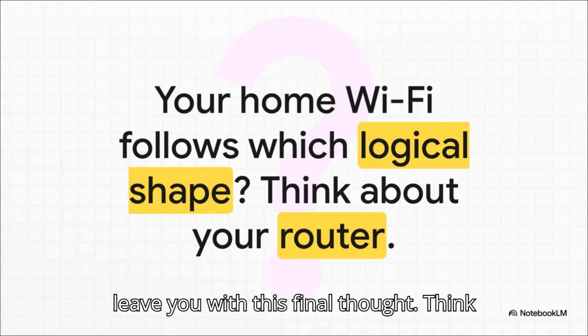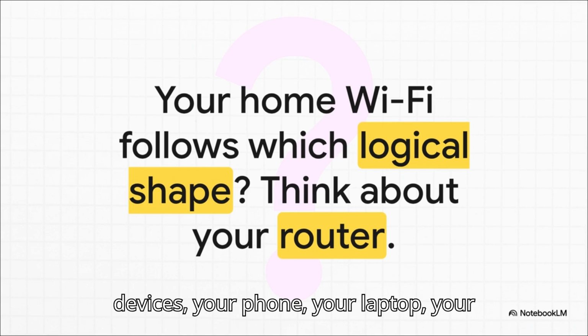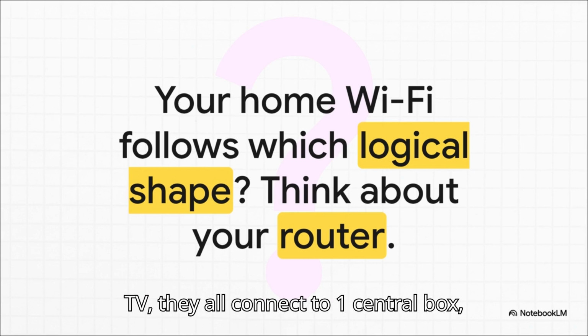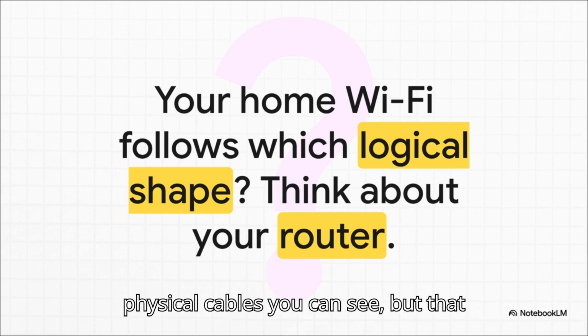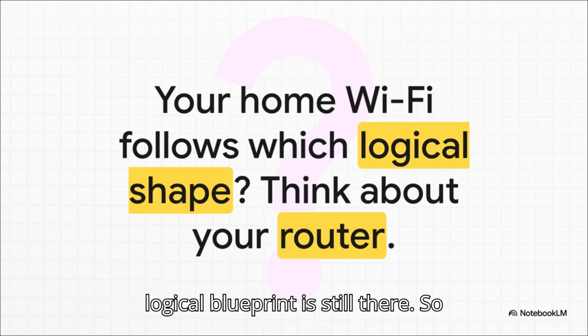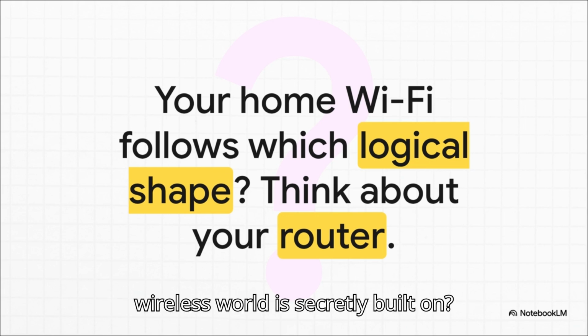So I'm going to leave you with this final thought. Think about your Wi-Fi at home. All your devices, your phone, your laptop, your TV, they all connect to one central box, right? Your router. There might not be any physical cables you can see, but that logical blueprint is still there. So, which of these shapes do you think your wireless world is secretly built on?